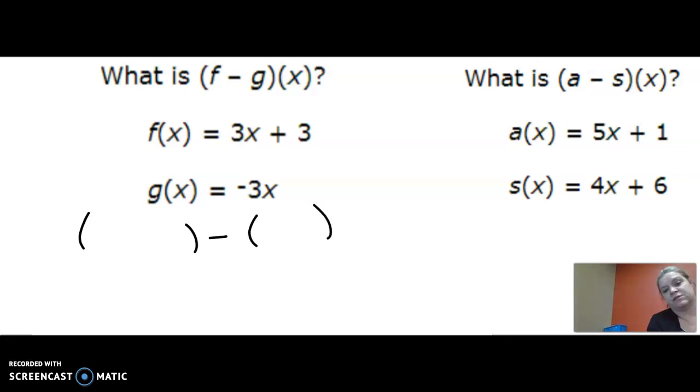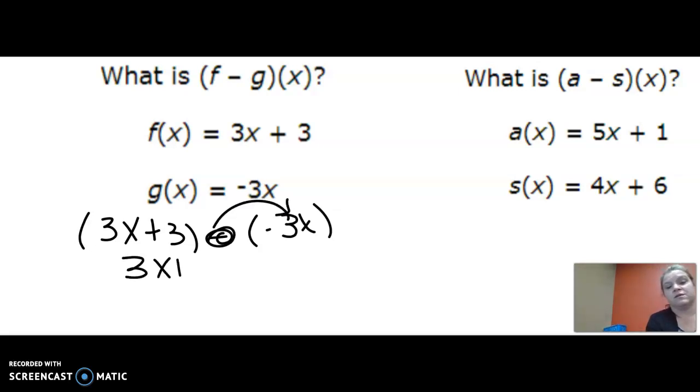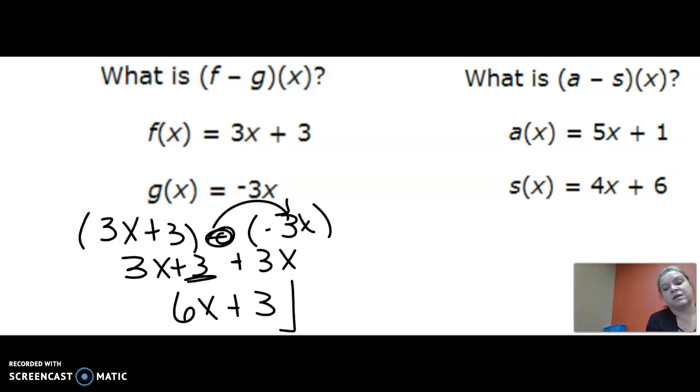F minus G, 3x plus 3, negative 3x. Because it's a minus sign, the minus goes to that negative 3x. The 3x plus 3 does not change. The negative 3x changes to a positive 3x. 3x plus 3x is 6x. And then the 3 stays by itself. Last one.